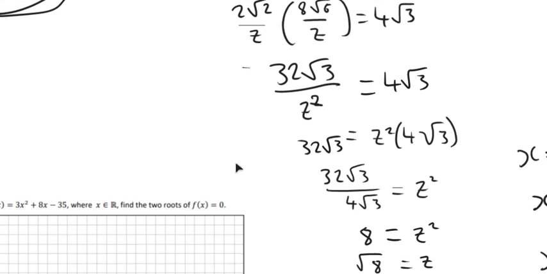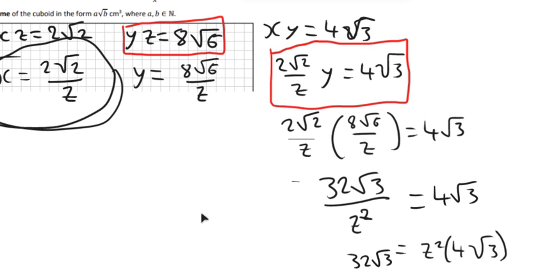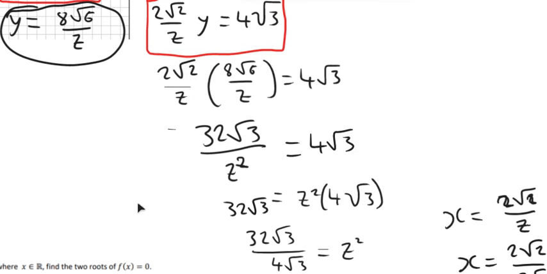That makes it a little bit simpler for us. And then let's put it into this one then. So y is equal to 8 root 6 over z.